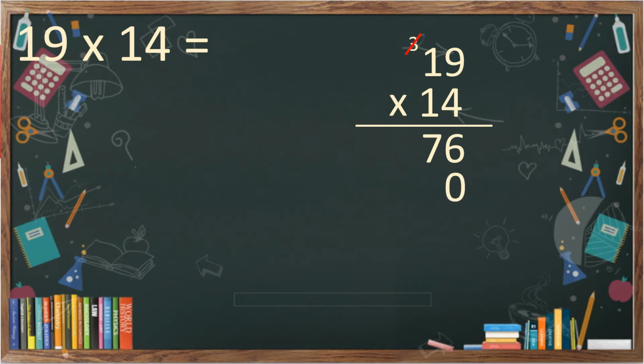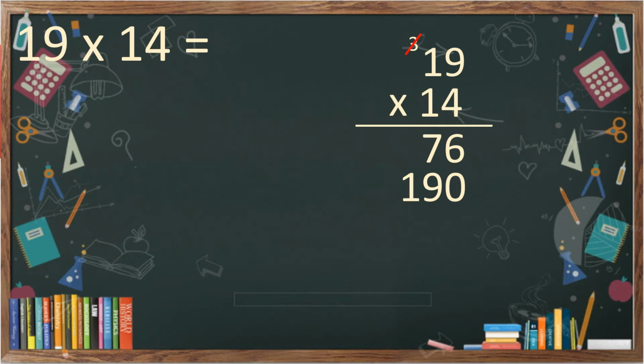Then we would move on to the 1 in 14 and ask ourselves, what is 1 times 9? 1 times 9 is 9. So we would write down 9 underneath the 7. We would do 1 times 1 next. 1 times 1 is 1. So next to the 9, we would write 1.